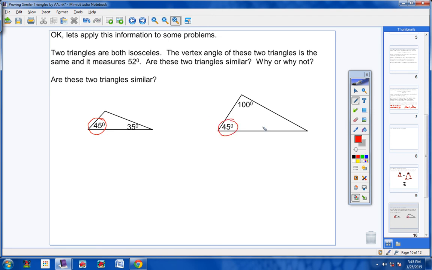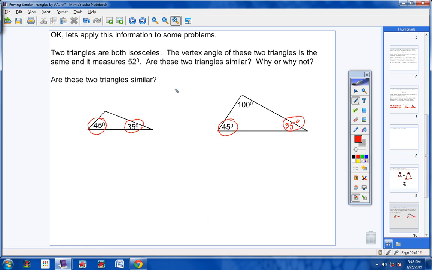So what I'm going to do is find this missing angle over here. So 100 plus 45 is 145. If you subtract that from 180, you get 35 degrees. So now that I found this missing angle, look what I have, guys. I have 45 degrees congruent to 45 degrees. I have 35 degrees congruent to 35 degrees.